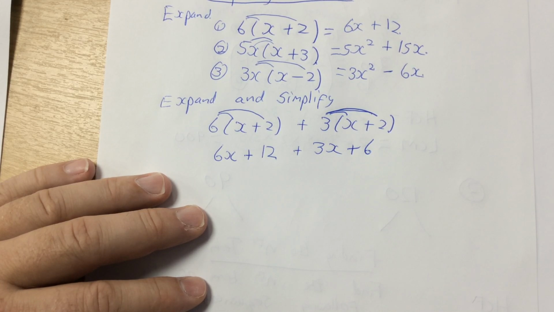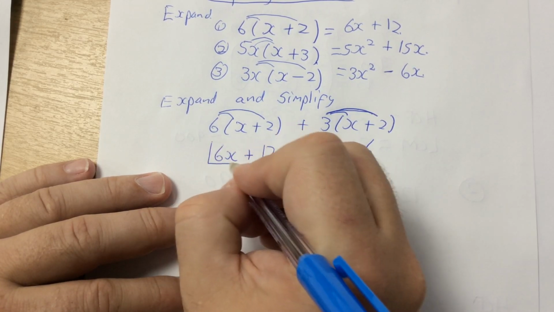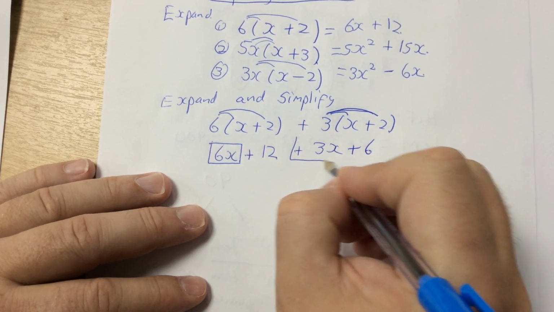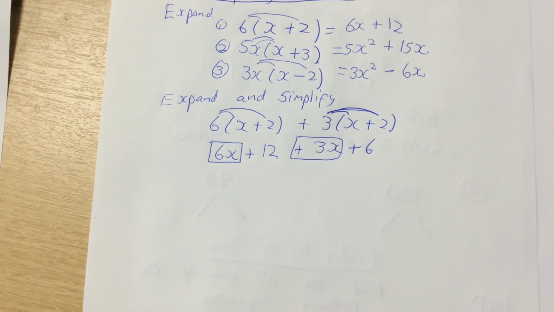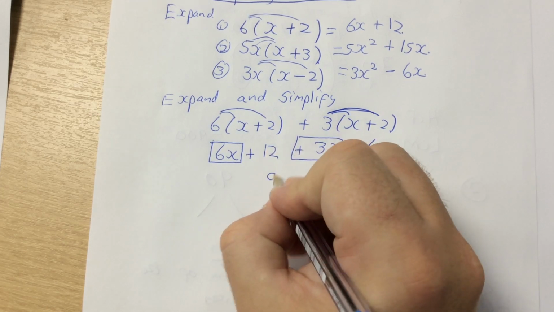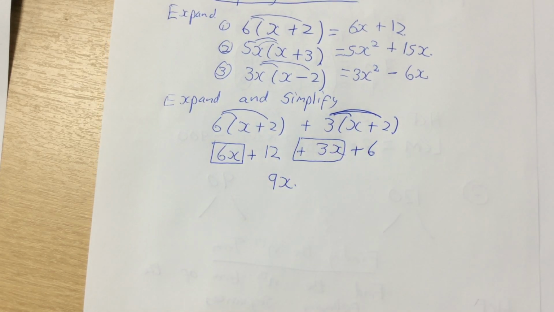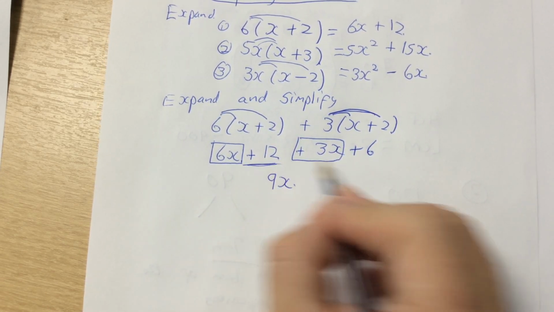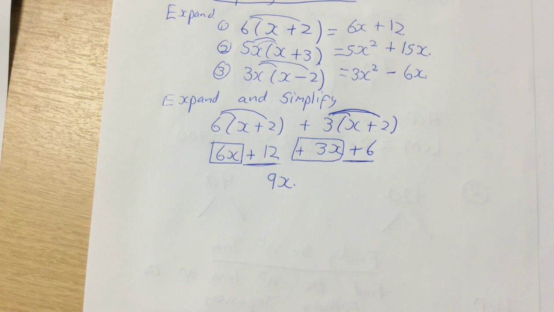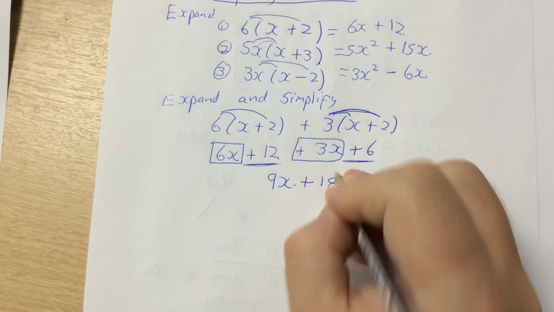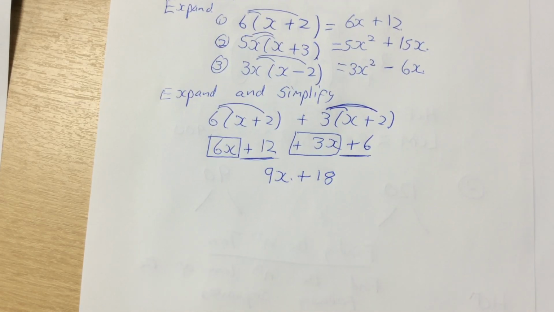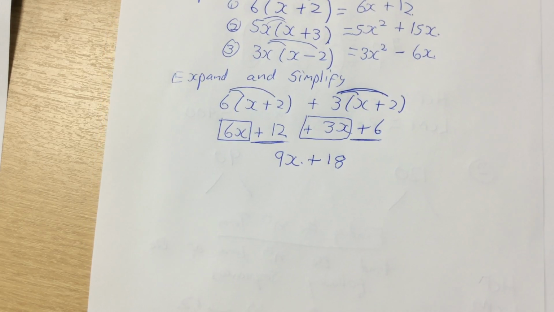So I've multiplied out the two brackets, and now I've got to collect them together. So I've got a 6x and a plus 3x. Because they are both x's, I can collect them together. So 6x add 3x is 9x. And 12 add 6 is 18. So 9x + 18.